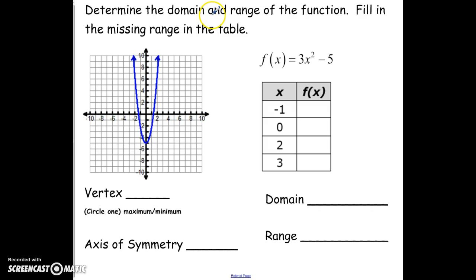So it says determine the domain and range of the function, fill in the missing range in the table. So I'm given a domain, I want to find the range using this function. If you can tell the values on the graph, that's fine. Sometimes with parabolas, it's hard to see where exactly specific values are, in which case I would suggest using your calculator and putting your function into y equals and then finding the y values in the table, which is what I did in order to get these values. You could also plug in your numbers for x and solve. It sounds like a lot of work though.